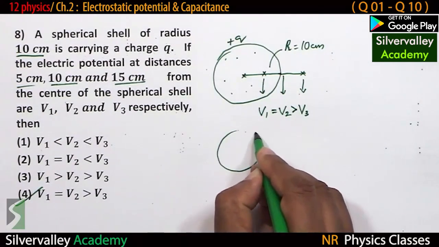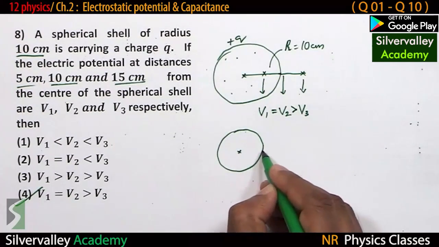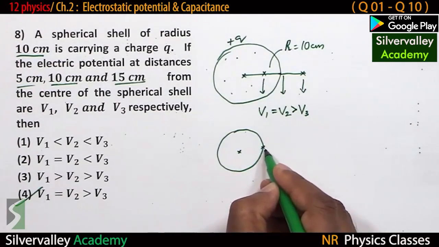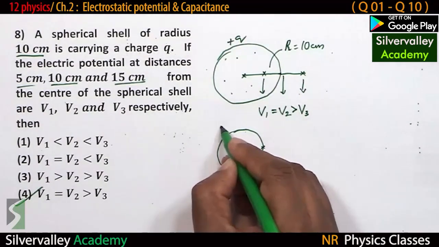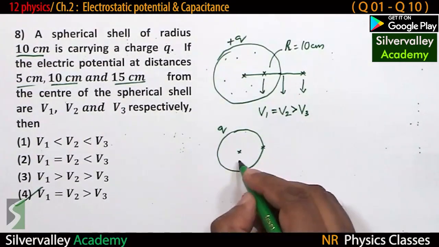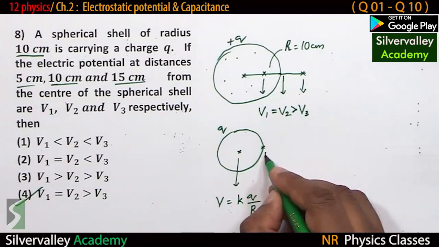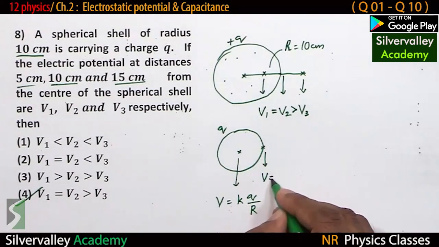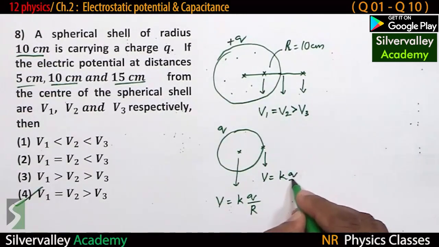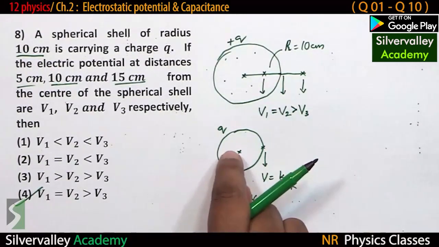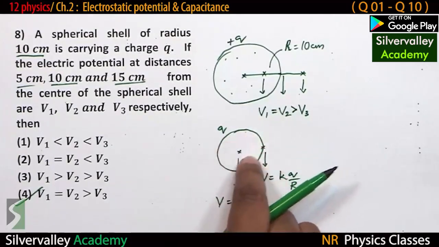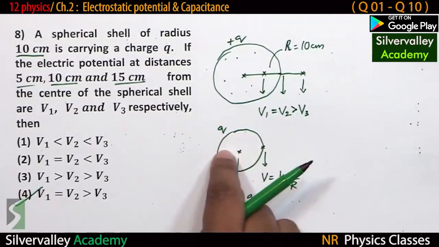If this is a shell, center, point on the shell, it is charged. Potential at the center is constant Q by radius of the shell. Potential on the surface is constant Q by radius, because potential at every point is same on the surface and inside the shell.